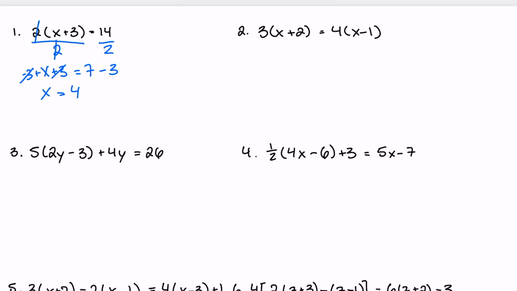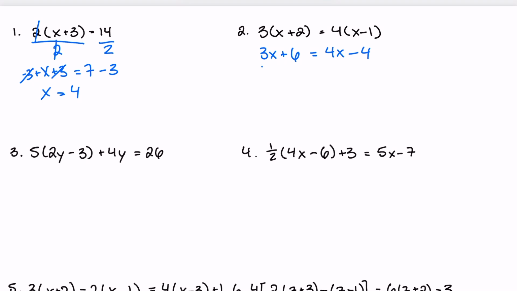For question 2, we have x inside the brackets on both sides of the equation. So to break down these brackets, I'm going to distribute the 3 to this one bracket and the 4 to this other bracket. And then we'll simplify later. So 3 times x gives us 3x, and 3 times 2 gives us 6. And that's going to be equal to 4 times x, which is 4x, and then 4 times negative 1, which is negative 4.